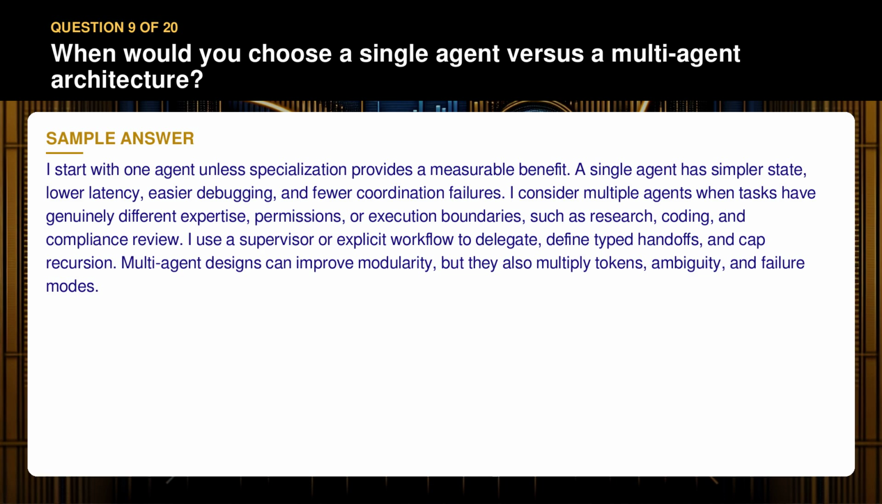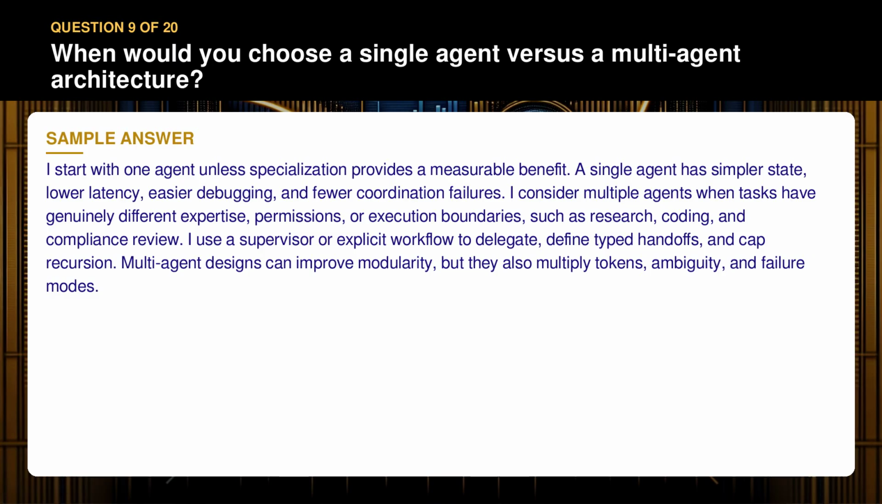I start with one agent unless specialization provides a measurable benefit. A single agent has simpler state, lower latency, easier debugging, and fewer coordination failures. I consider multiple agents when tasks have genuinely different expertise, permissions, or execution boundaries, such as research, coding, and compliance review. I use a supervisor or explicit workflow to delegate, define typed handoffs, and cap recursion.